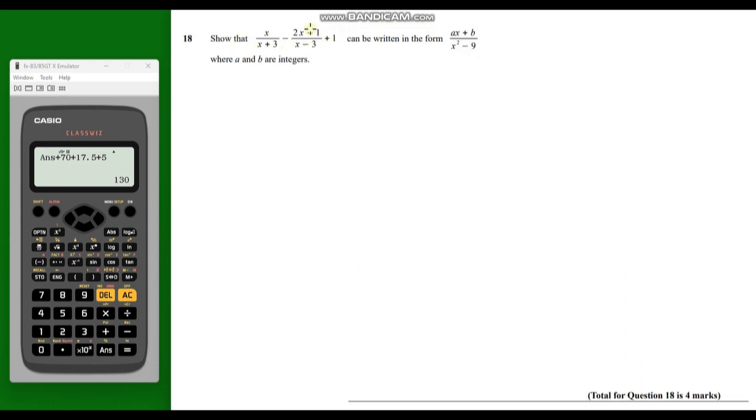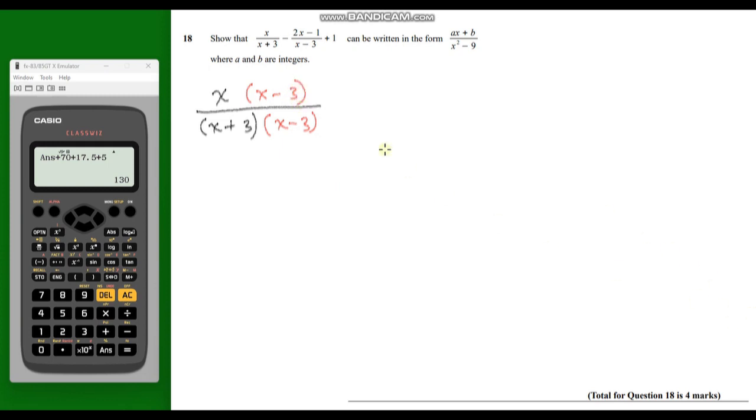Question 18. Show that this expression here can be written in this form where a and b are integers. So the key thing to remember when you're adding and subtracting fractions is the denominators have to be the same. So to make the denominators the same, I'm going to multiply this fraction by x minus 3 over x minus 3, and I'm going to multiply this fraction by x plus 3 over x plus 3. So let's do that. So we've got x over x plus 3. So I'm going to multiply this fraction by x minus 3 over x minus 3.